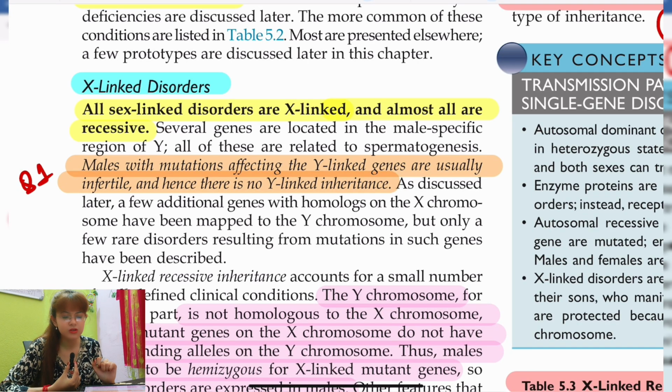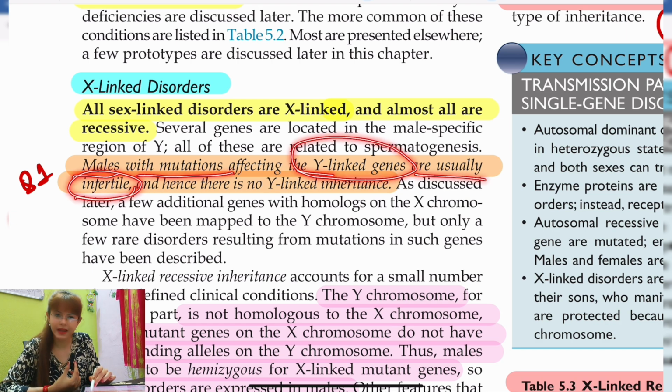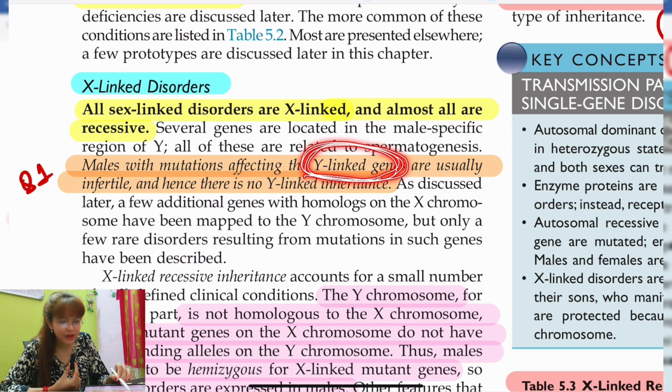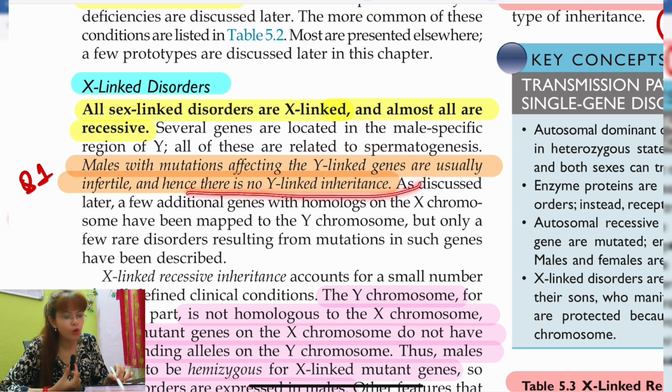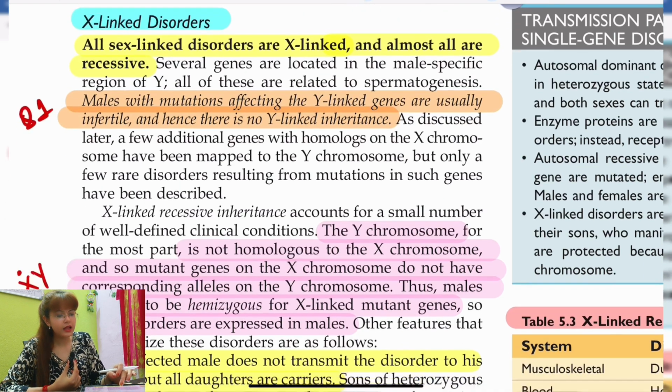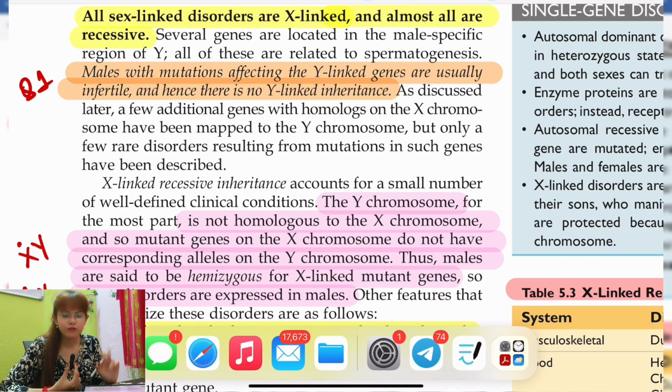So the first question that we had with us is why there is no Y-linked inheritance. And that is because the males with mutations affecting the Y-linked gene are usually infertile. So if there is any Y-linked gene which is defective, which is mutated, then these males are usually infertile and there is no Y-linked inheritance. This is the answer to the first question.